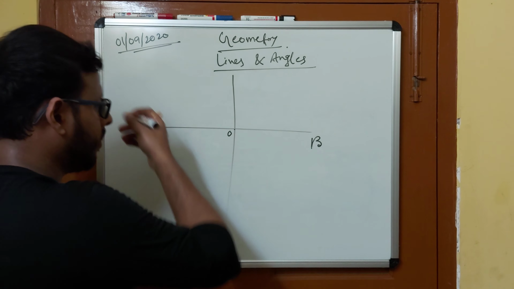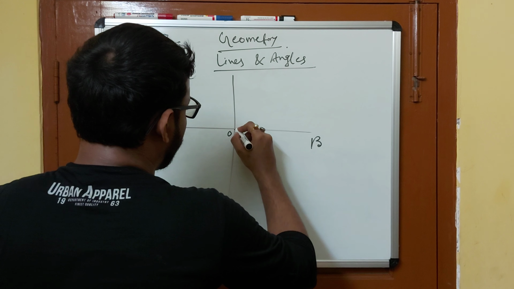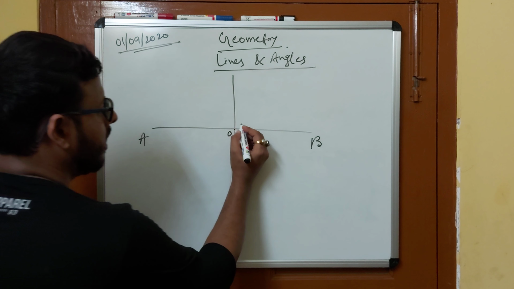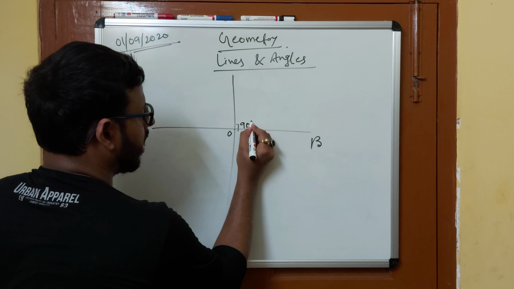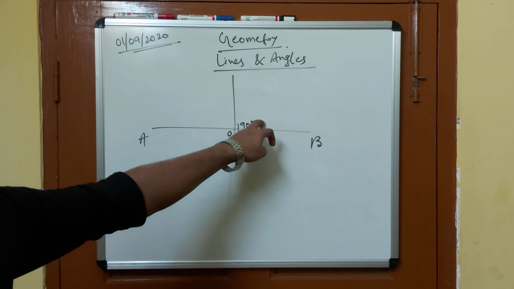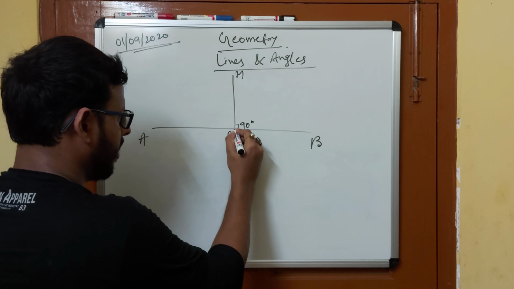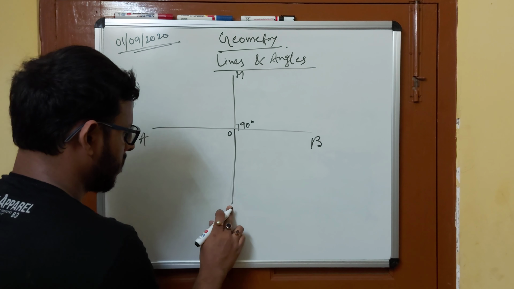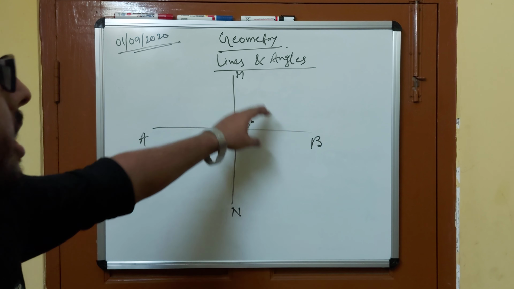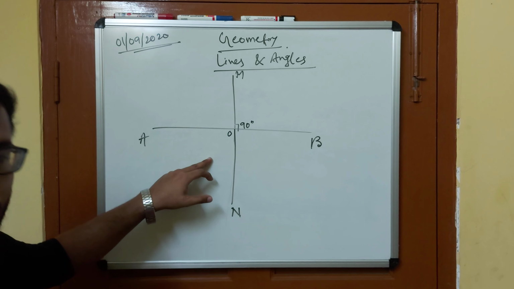Now since we are bisecting this line into two equal halves, this angle will be how much? This angle will be 90 degree. You have learned in class 6, right? This angle will be 90 degree. Why? Because this line, let us give it the name M and N, is the perpendicular bisector of AB. Okay, this line MN is the perpendicular bisector of AB.